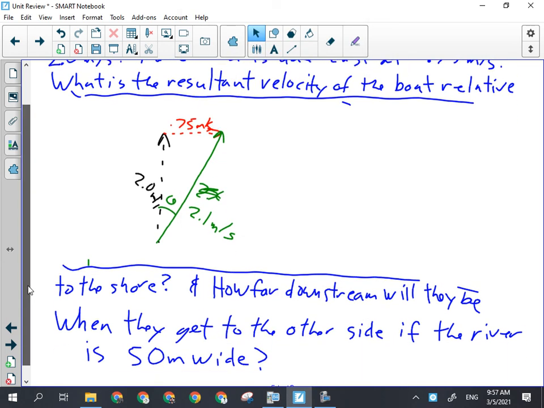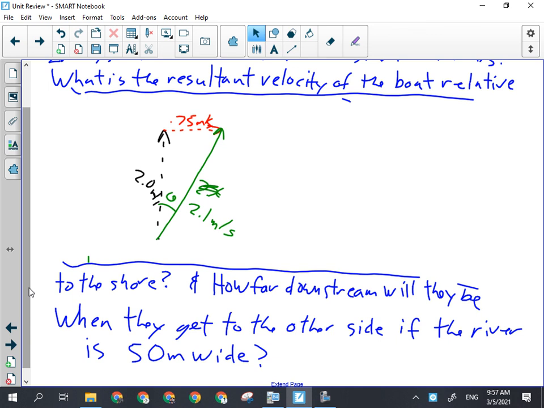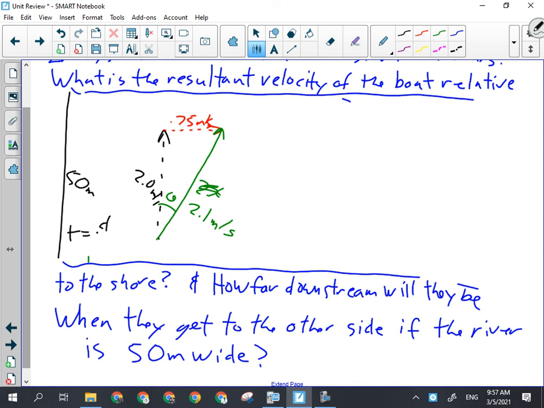All right. Then the other part of this: how far downstream will they be when they get to the other side, if the river is 50 meters wide? Now they're telling me some other information. I know the river is 50 meters wide, and I'm crossing it at 2 meters per second. So how long does it take me to get across the river? T equals D over V, right? 50 over 2. It's 25 seconds to get across.